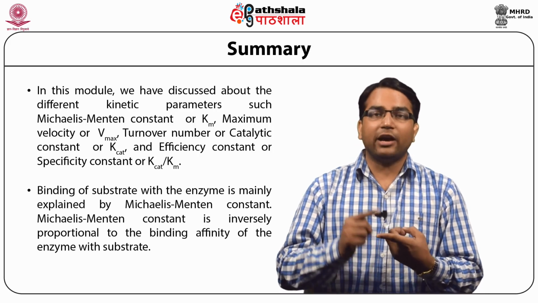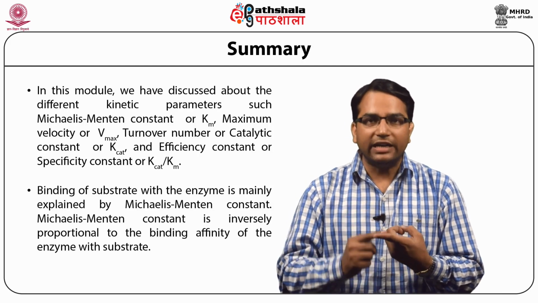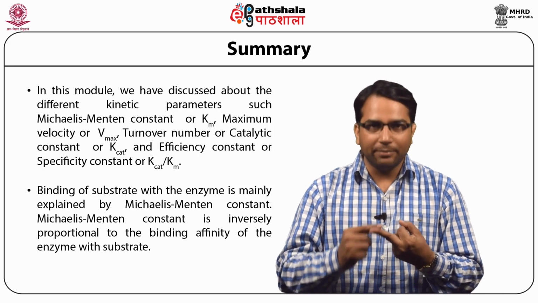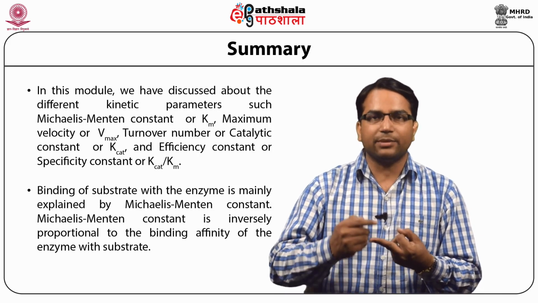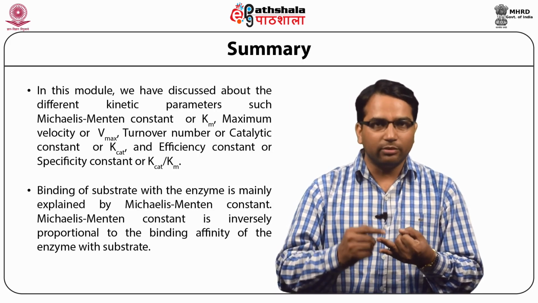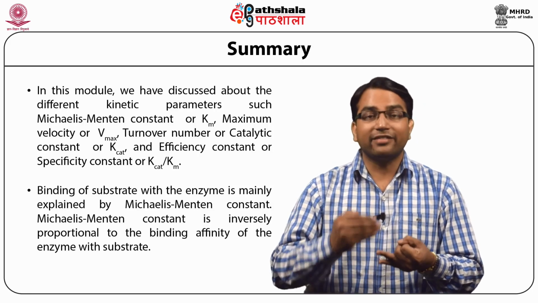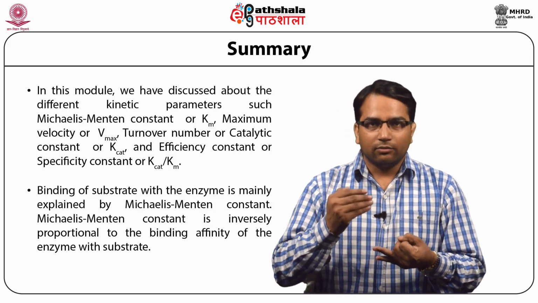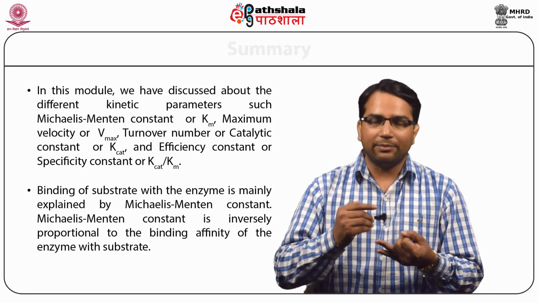At the same time, we have also discussed how the Km is used to explain the regulatory step of a particular pathway. Second, we have discussed Vmax, which is the velocity of appearance of the product. And the third kinetic parameter we have discussed is the turnover number, which again explains product formation, but the rate of product formation. The fourth kinetic parameter is kcat by Km, which we have discussed.